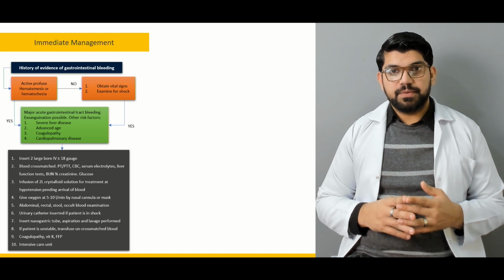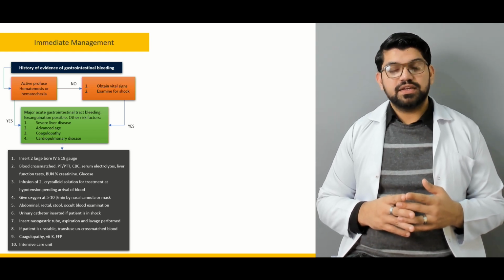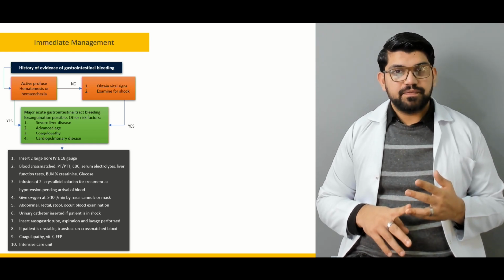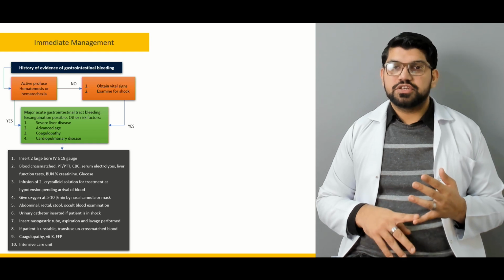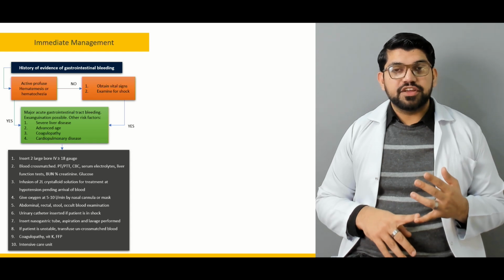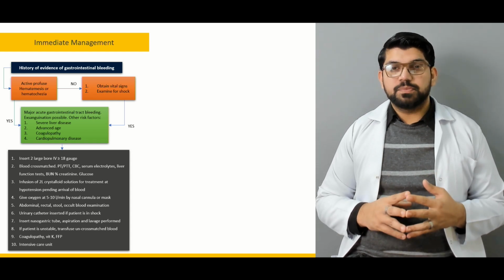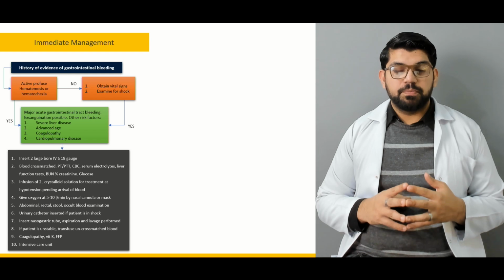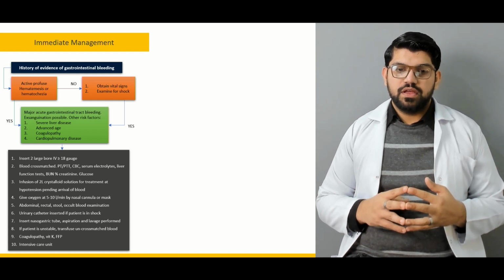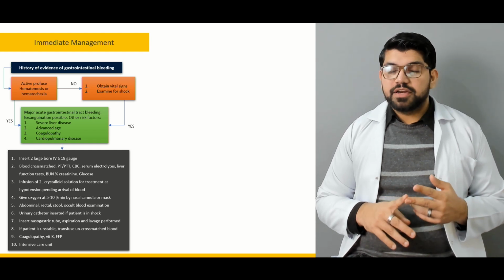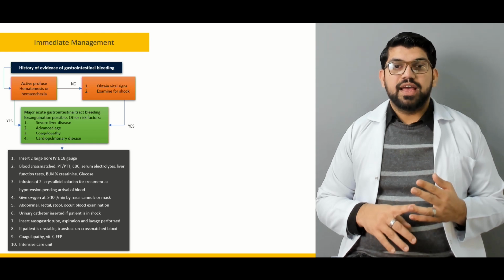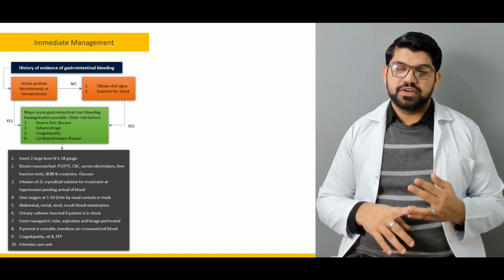If the patient is unstable, what are the signs of instability? Cold, clammy skin, altered mental status, hypotension. Transfuse uncross-matched blood. That's O negative blood. Despite waiting for the matched blood, you might lose the patient, but you can give O negative uncross-matched blood. For coagulopathy, give vitamin K and fresh plasma. And the patient should be admitted to the ICU, intensive care unit.